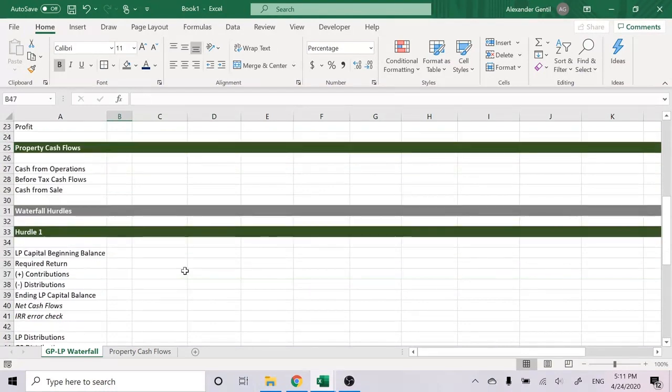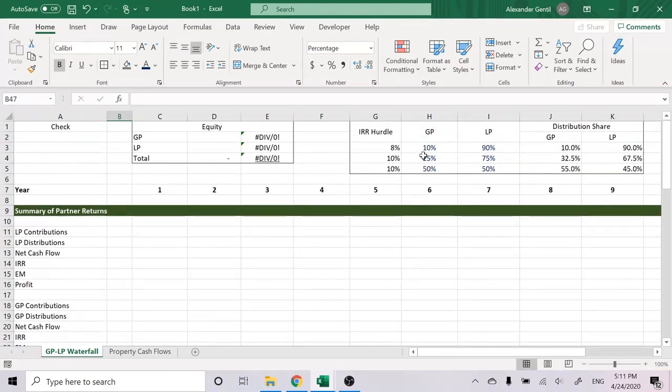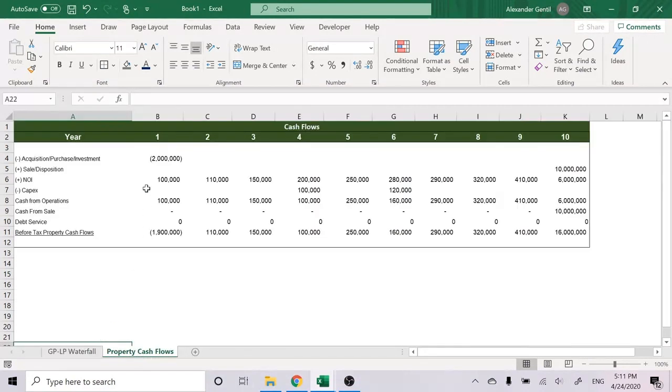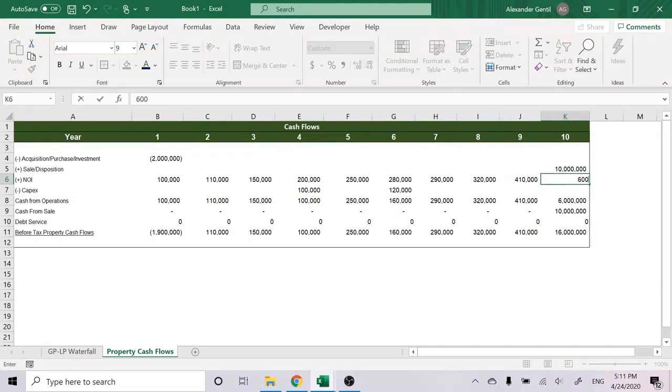Okay? Alright, so the first thing we have to understand is, what is our property? So here are the cash flows for the property in a 10-year period. We buy this property for $2 million, and then it gives us an operating income of 100 in the first year, 110 the second year, 150 in the third year, etc. And then it does really well, and let's say it gives us $600,000 in net operating income in year 10.